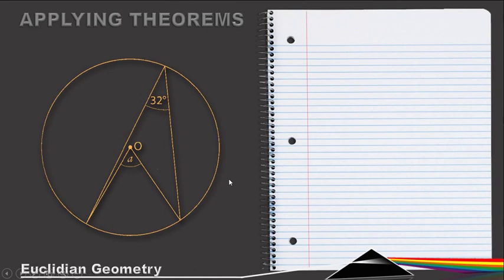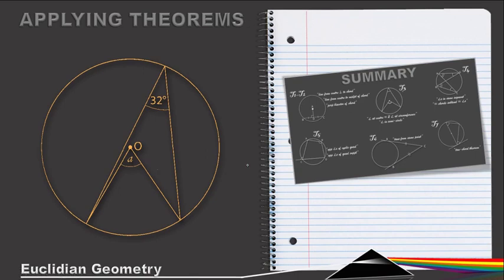Okay, then for the next one, we're just going to see which theorem we are going to use. If we can recognize, this is actually theorem 3, because we know that the angle subtended at the center is twice the angle subtended at the circumference. So this will then be just double that.